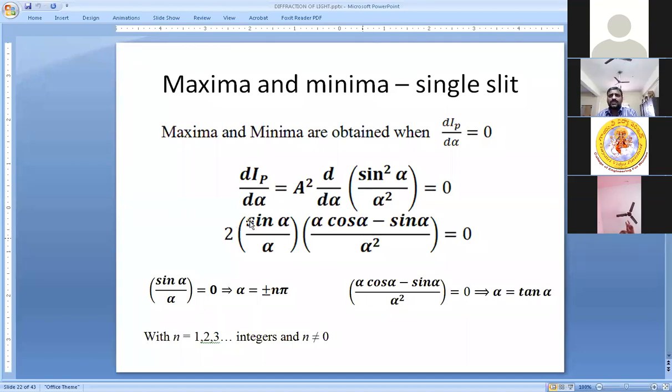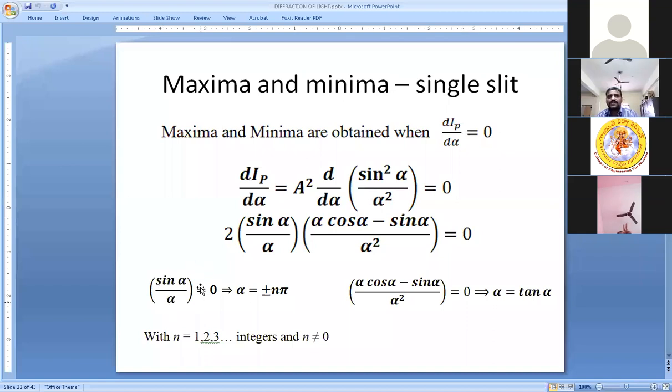Okay. So if a product of two functions is 0, let us say f of x into g of x is 0, then the immediate condition is either f of x is 0 or g of x is 0 or both of them. So either sin alpha by alpha is 0, one possibility, or this bracket term alpha cos alpha minus sin alpha by alpha is equal to 0 is the other possibility, right?